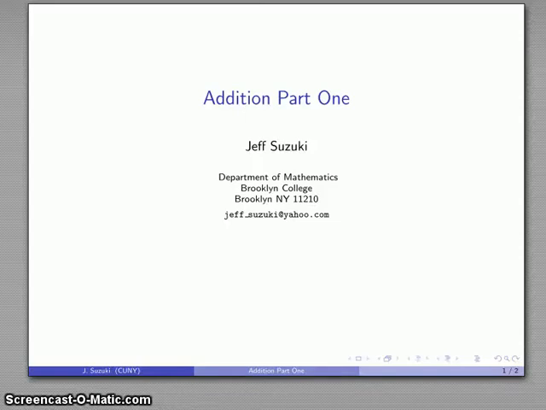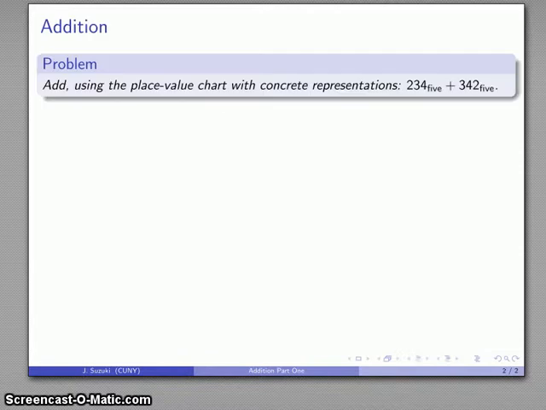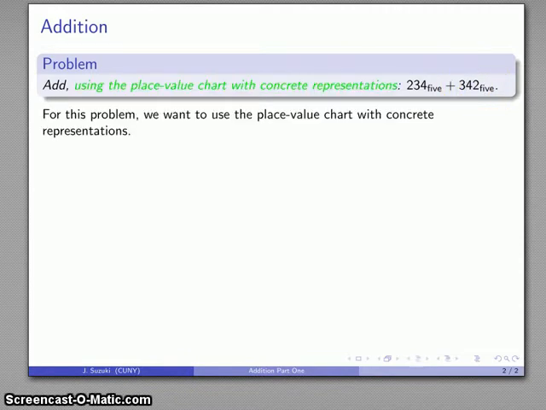Now, the set definition of addition allows me to construct a different algorithm for addition, and this is going to be derived as follows. So let's go ahead and try an addition using a place value chart, and we'll use a concrete representation of our objects, and let's add together 2, 3, 4, base 5 with 3, 4, 2, base 5.